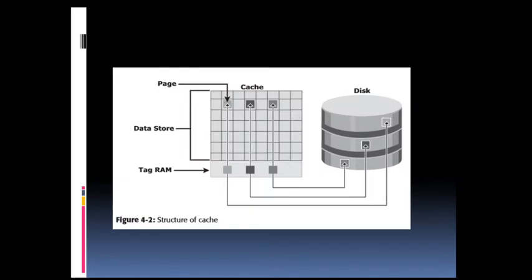You can see it in the figure. We have the disk here and cache, which is organized into pages. The page is identified here. So we have the data store and the tag RAM. This tag RAM tracks the location of the data in the data store. With the help of this, I can identify the data in the data store.